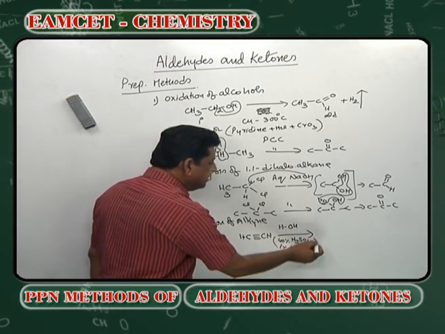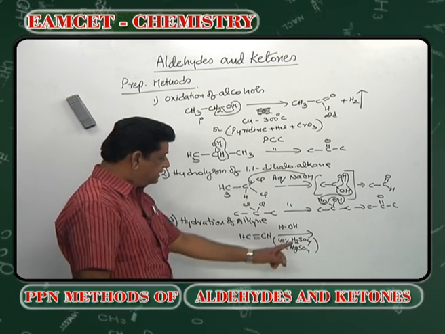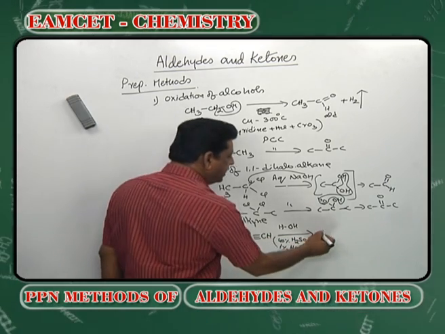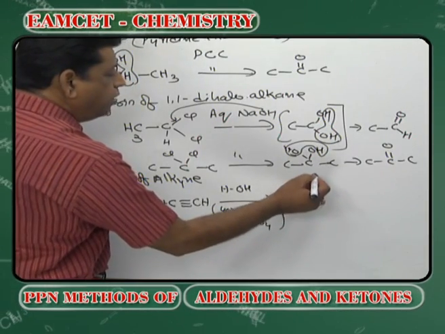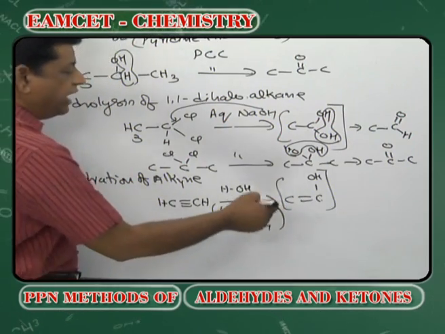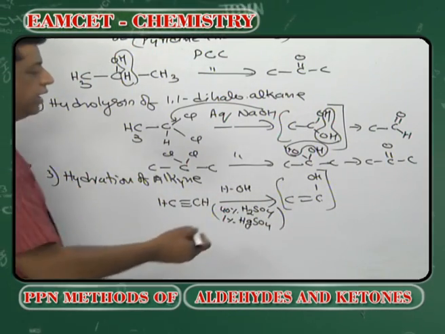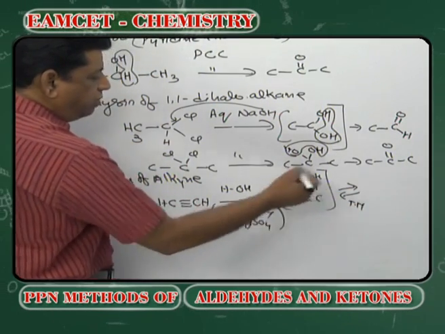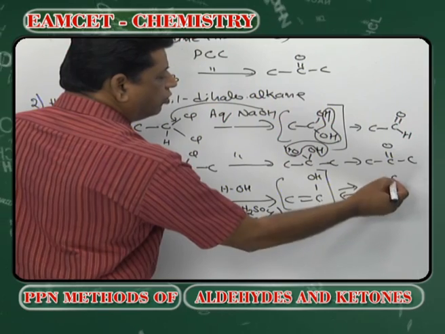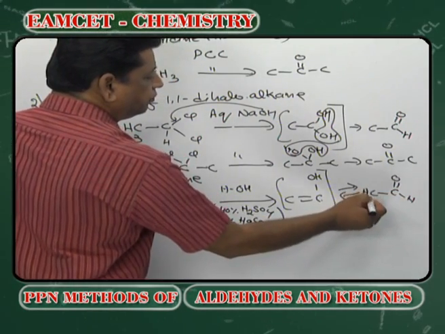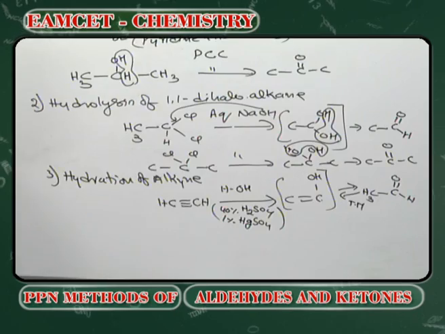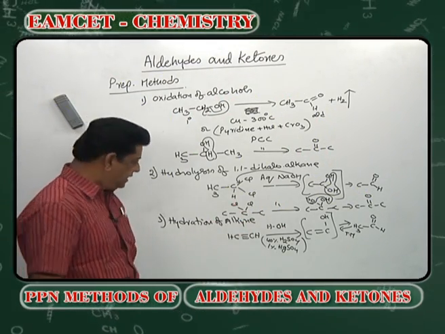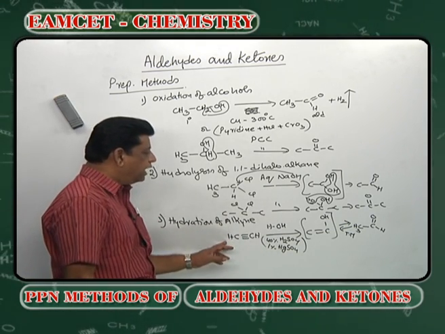The reaction is catalyzed by this concentrated sulfuric acid and mercuric sulfate, and now HOH will be added. What you will get is an enol, which is vinyl alcohol. The enol undergoes tautomerism and this compound is going to give the acetaldehyde. So, finally, what we are preparing is acetaldehyde from the alkyne. The reaction is called hydration reaction or addition of water to the alkynes.